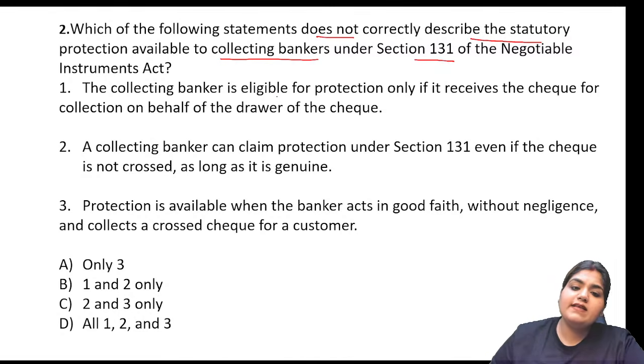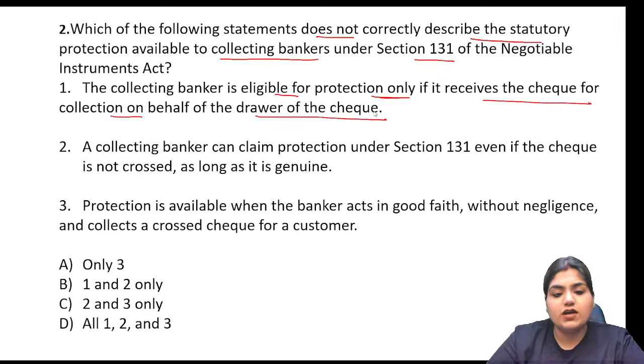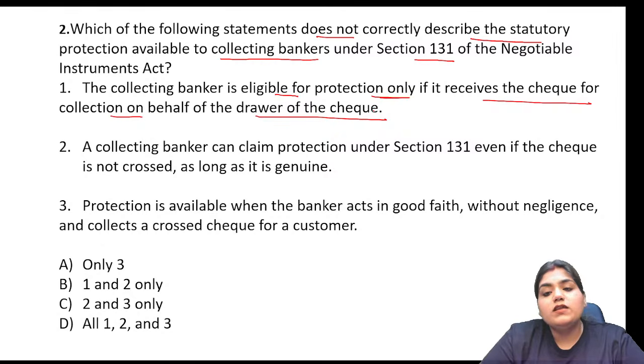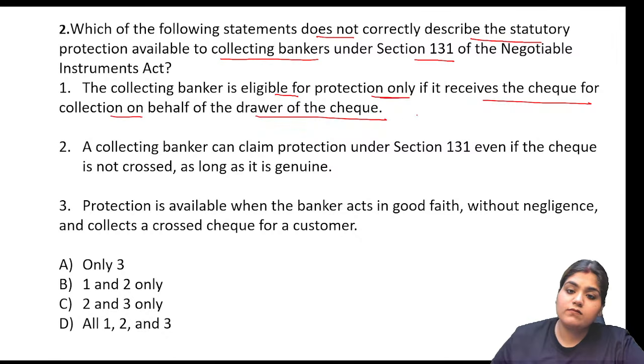The collecting bank is eligible for protection only if it receives the check for collection on behalf of the drawer of the check. Section 131 gives the powers to the collecting bank when it collects the check from the customer, not from the drawer itself. The protection does not extend to the case where the bank is collecting on behalf of a third party or for its own use. Statement number 1 is incorrect.